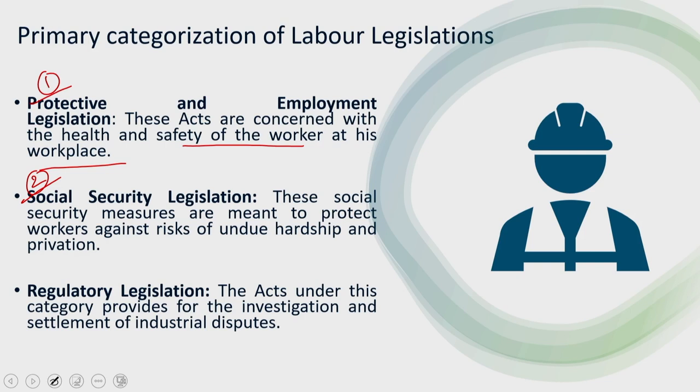So when there are conditions that are going against the life and especially the health of the worker, there could be a possibility that these workers might not be able to render their full potential into the work. Also, there's a possibility that they may fall apart or they may not be able to complete the work, and there could be causes or reasons of undue hardship and privation. So this is where the social security legislations pitch in.